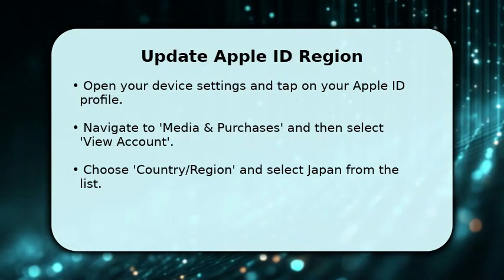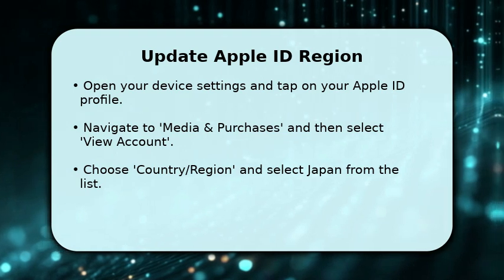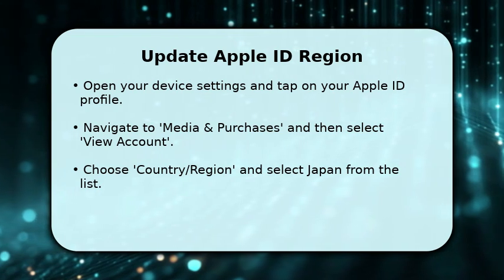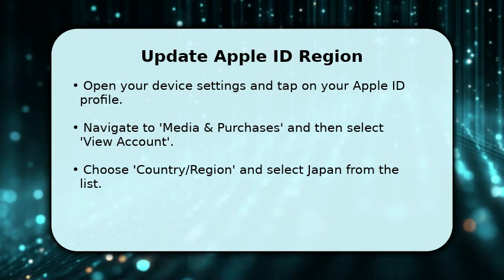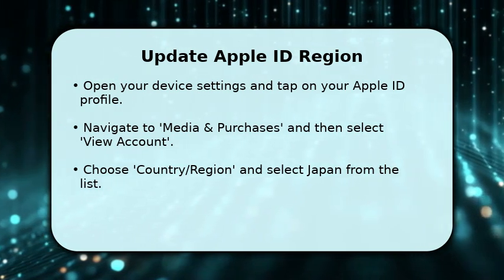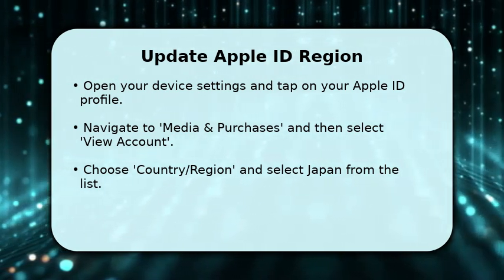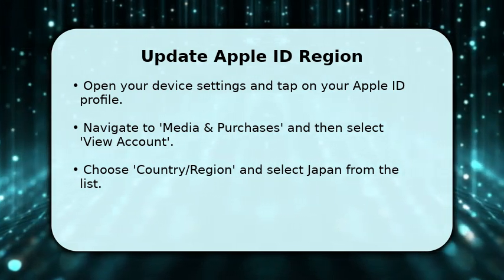Now, let's dive into the steps. Begin by opening your device settings and tapping on your Apple ID profile at the very top. From there, navigate to Media and Purchases and then select View Account. You will then see an option for country/region. Tap this, choose Japan from the extensive list, and carefully review the new terms and conditions before agreeing to them. This is a crucial step in the process.